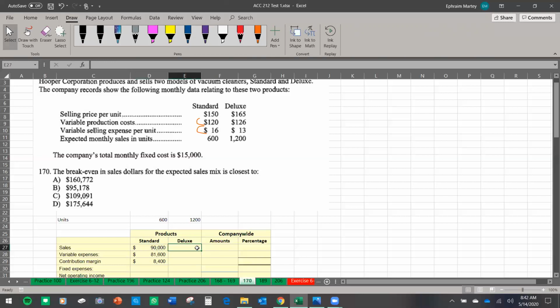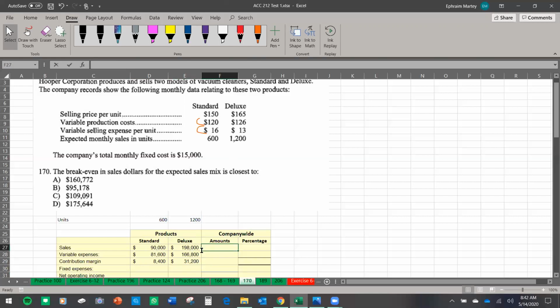Let's go to deluxe. What is our selling price? Our selling price is $165 multiplied by 1,200 units, because it says here we're selling 1,200 units for deluxe. Variable expenses: we add this 126 plus 13 together, which gives us 139. So the variable expenses are 139 multiplied by 1,200 units. That gives 166,800, and then our contribution margin for that one will be 31,200.